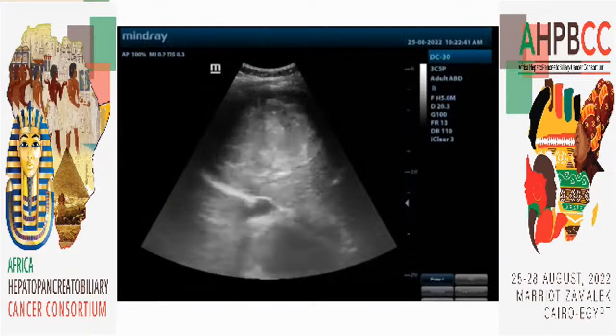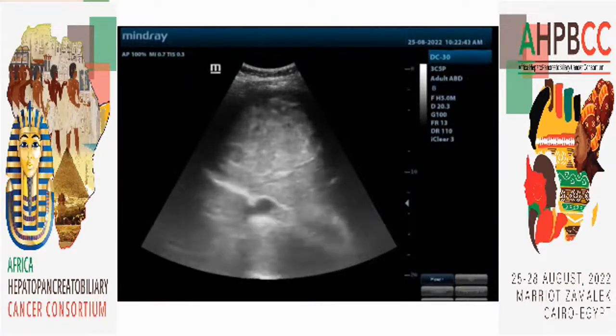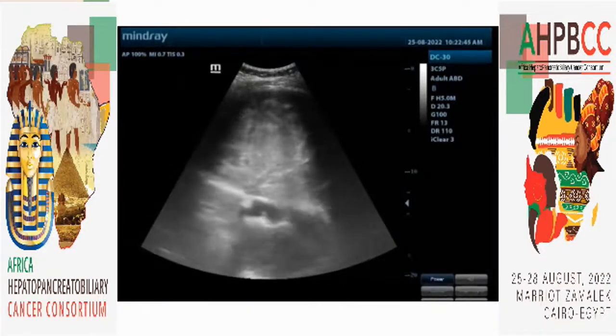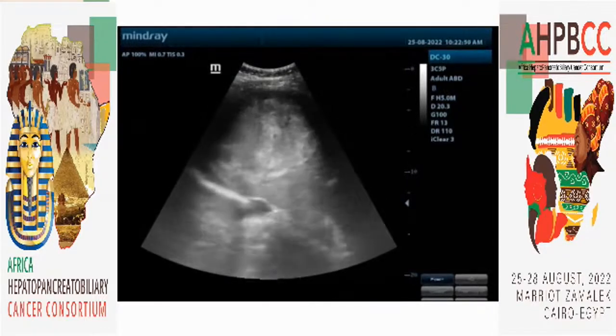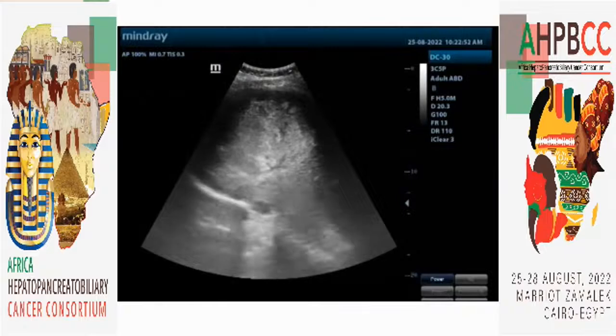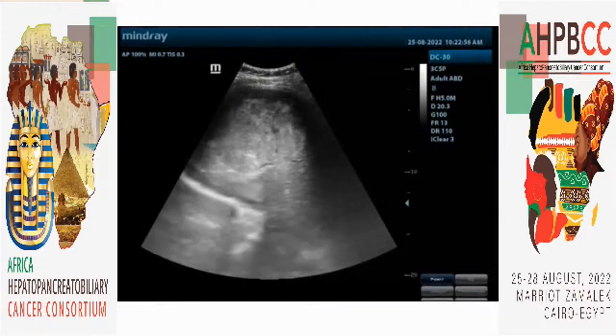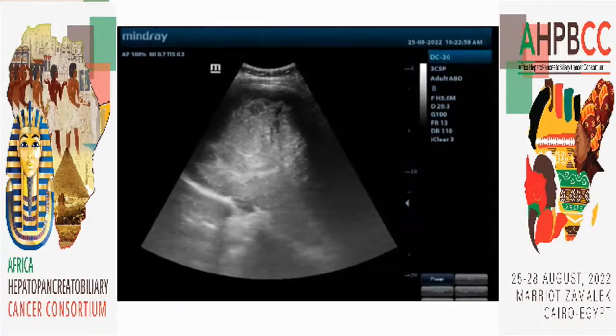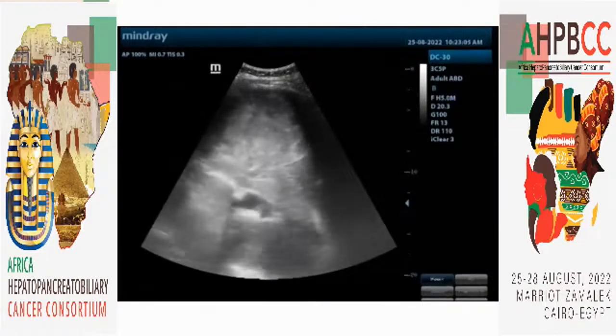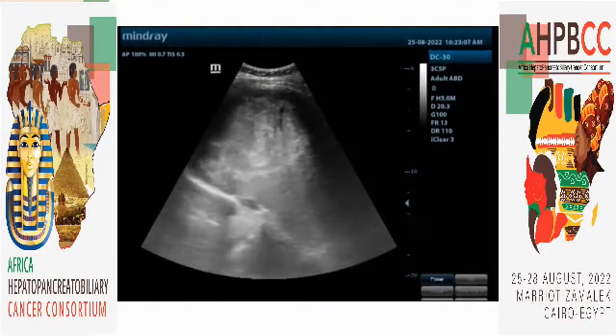Now you go to the surface of the lesion. Whether it's smooth, or you cannot identify the surface. Well circumscribed, or not circumscribed. And here we can say it's a very well circumscribed lesion.